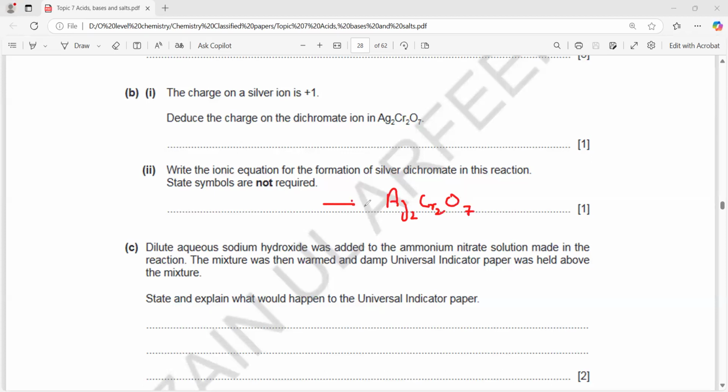Silver dichromate is Ag2Cr2O7. What are the ions present? We need an ionic equation. So what are the ions present? It contains a silver ion, Ag plus, and it contains a dichromate ion, Cr2O7 with a charge of 2 minus. Is it clear? This one? Yes, sir.